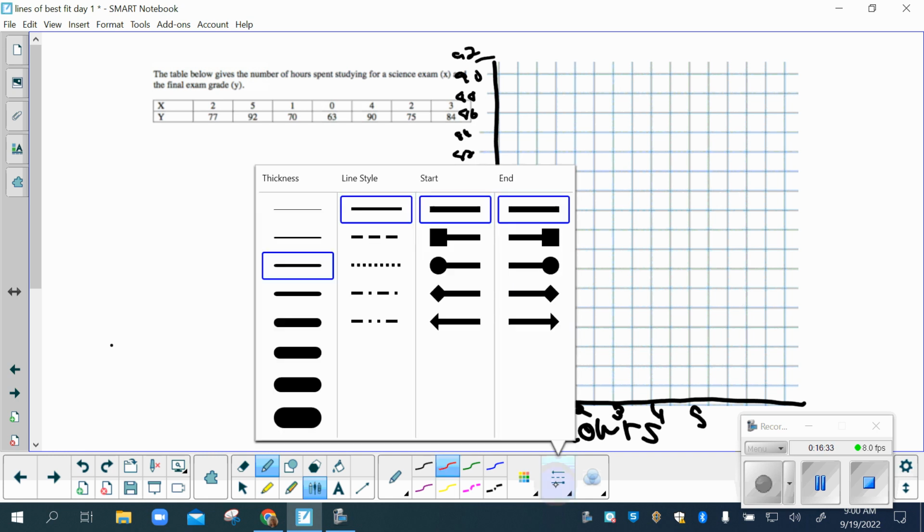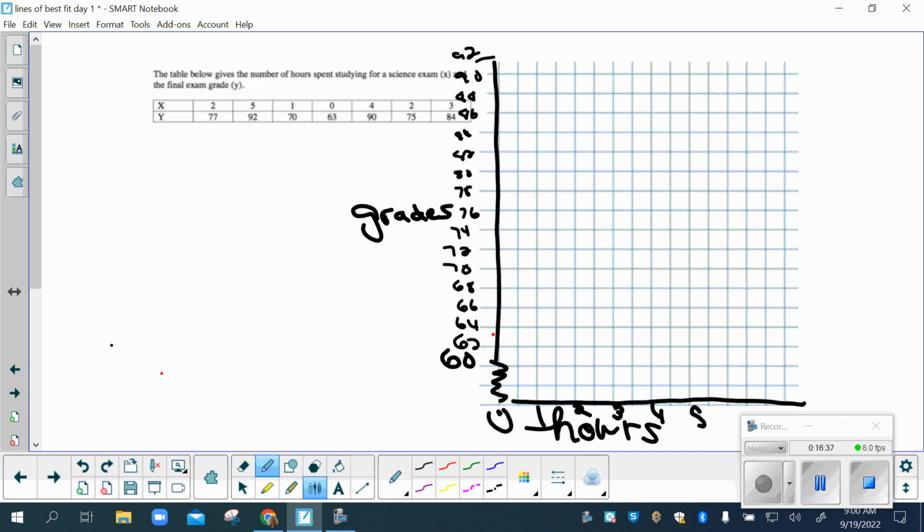I'm going to do it while you're doing it, so we have it all done together. That's 63 right there. 1 hour, I got 70 there. 2 hours, I got 77. The other 2 hours, I got 75. Right there. 4 hours, I got 90. Way up here. Yay for him. 3 hours, I got 84. If anyone is watching this at home, they're just hearing me talk to myself. 5 hours, I got 92. Nice.